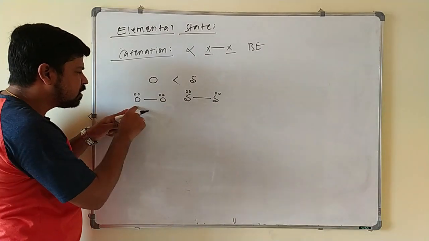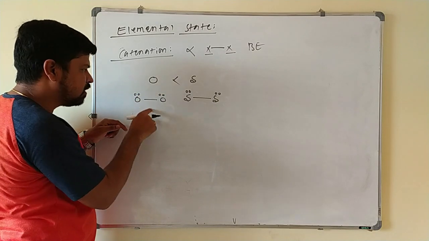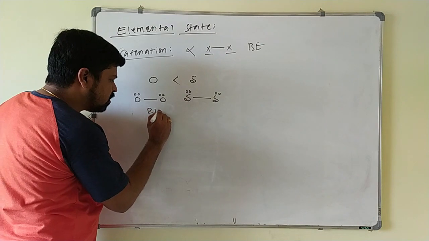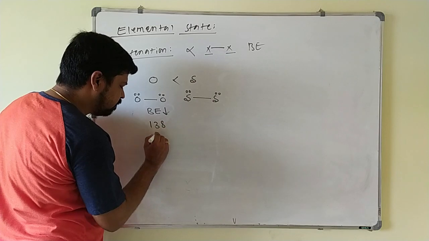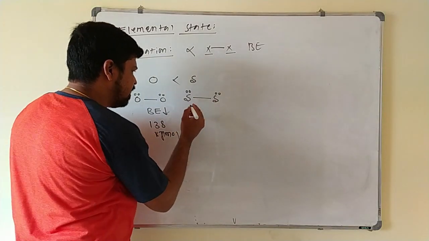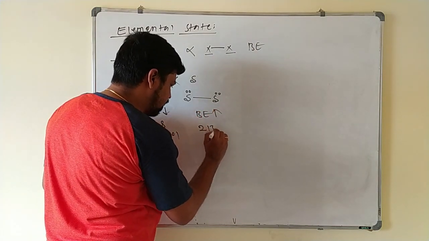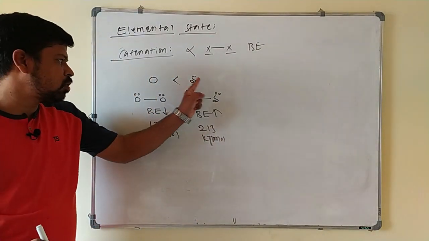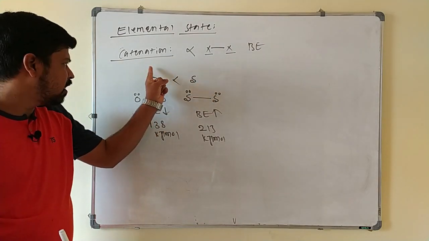Due to small size of the oxygen, what happens? Due to high interelectronic repulsion among the non-bonding electrons of the oxygen, the oxygen-oxygen bond becomes weaker. Hence the bond energy of oxygen is decreasing. It is about 138 kilojoule per mole, the oxygen-oxygen bond energy. And here the S-S bond is more stable, hence its bond energy is more, around 213 kilojoule per mole. Because of this, the S-S bond is stronger than the oxygen-oxygen bond, hence the catenation property of sulfur is more than oxygen here.